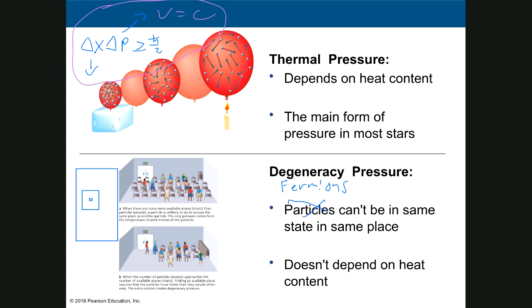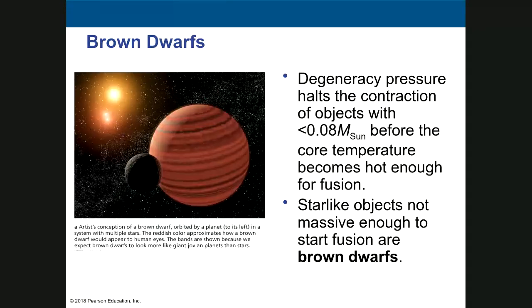Okay, so don't be afraid to ask as we go on, but we now want to talk with a little bit more detail about brown dwarfs, which is our first run-in with degeneracy pressure. Basically, if you don't have enough mass, degeneracy pressure will halt contraction of objects that don't exceed 8% of the sun's mass before the core temperature becomes hot enough for fusion. You can look at it sort of like this.